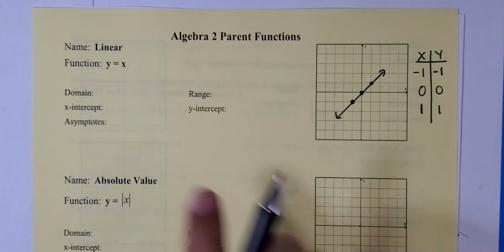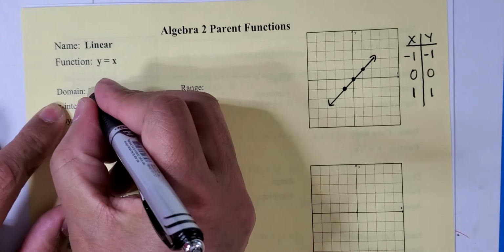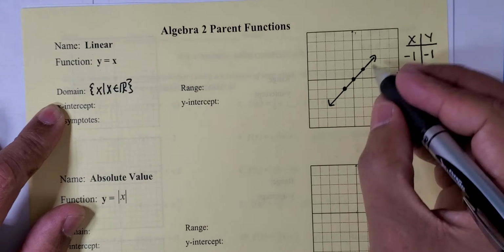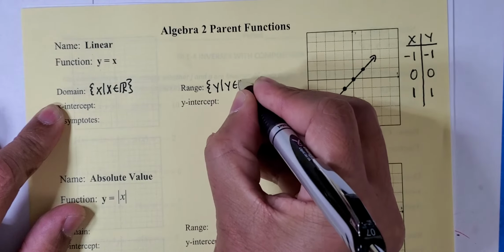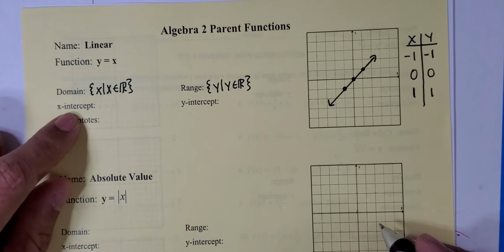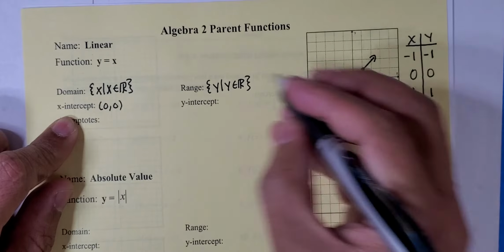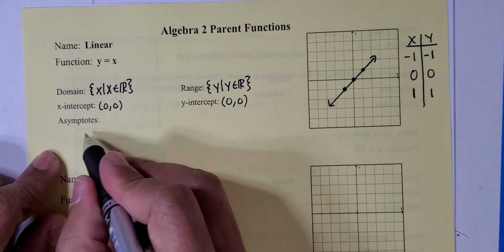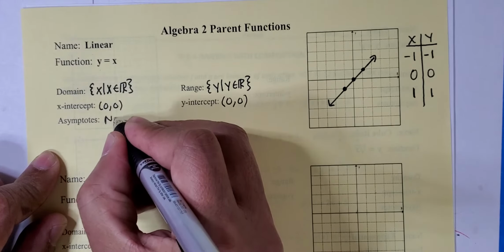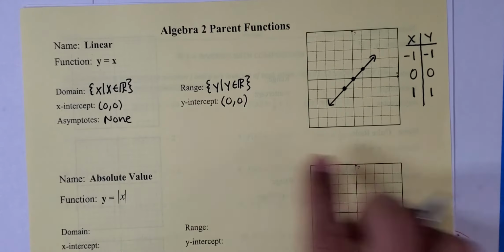All right, so let's discuss the domain and range of this one. So the domain is all real numbers. Okay, so x such that x is an element of all the real numbers. Okay, the range is also all real numbers. Okay, so y such that y is an element of all the real numbers. Now, the x-intercept is at 0, 0, which is the origin, and also the y-intercept happens at 0, 0. Okay, asymptotes, this one doesn't have any asymptotes, so this one is none, or not applicable. So this is the linear function.